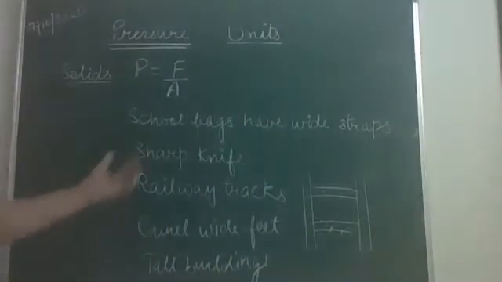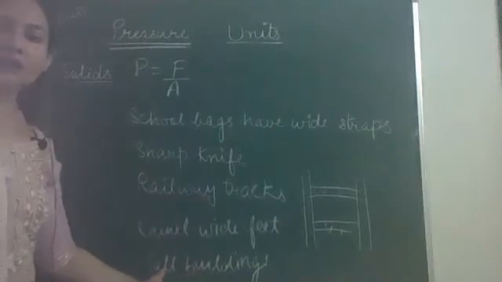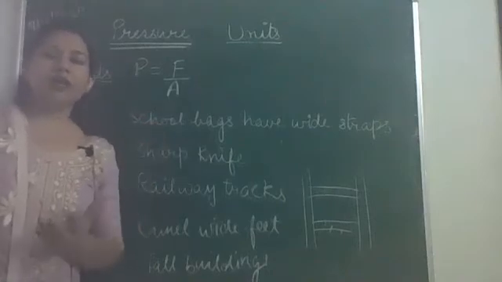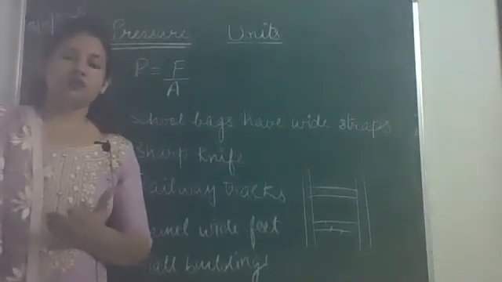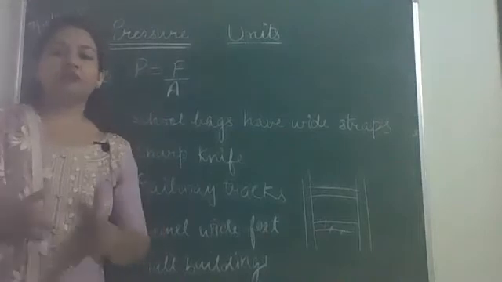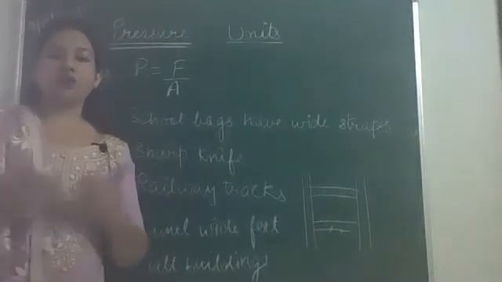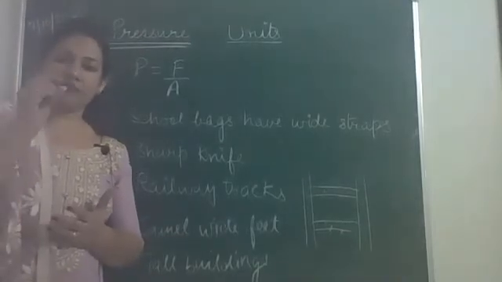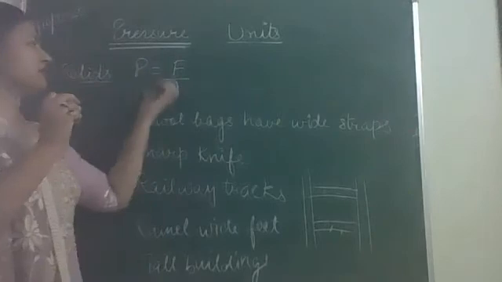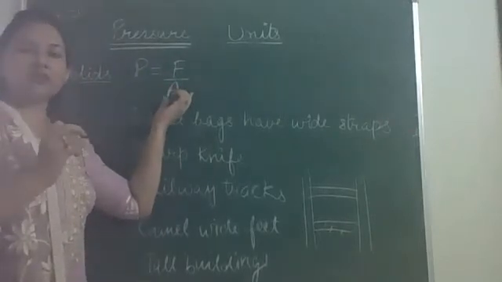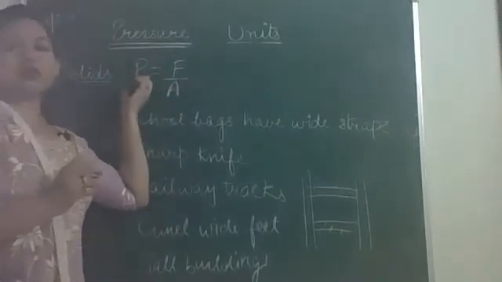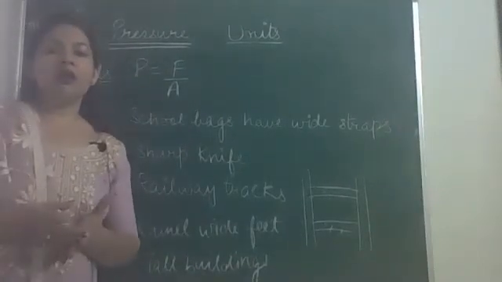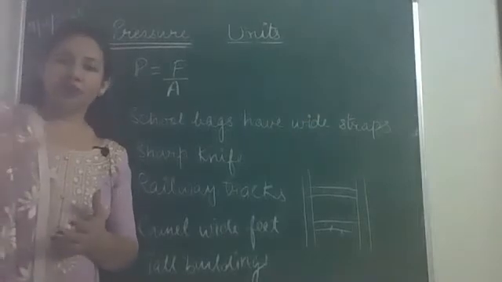If you want to have the details of any of these examples, I can explain. For example, the first one is, why do the school bags have wide straps? So that the pressure of the bag is not so much on the shoulders of the children that they get tired. If straps are thin, then, since pressure is inversely proportional to area, the area of thin straps is less, so the pressure exerted will be more. So they will get tired. The whole weight, the whole pressure of the bag will be on their shoulders. So they should be wide.